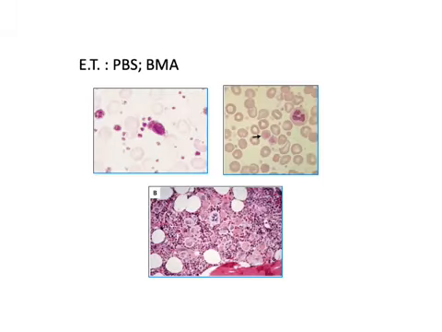The peripheral blood film in essential thrombocythemia shows an increased number of platelets and the presence of anucleated megakaryocytes. The bone marrow may show clusters of megakaryocytes.